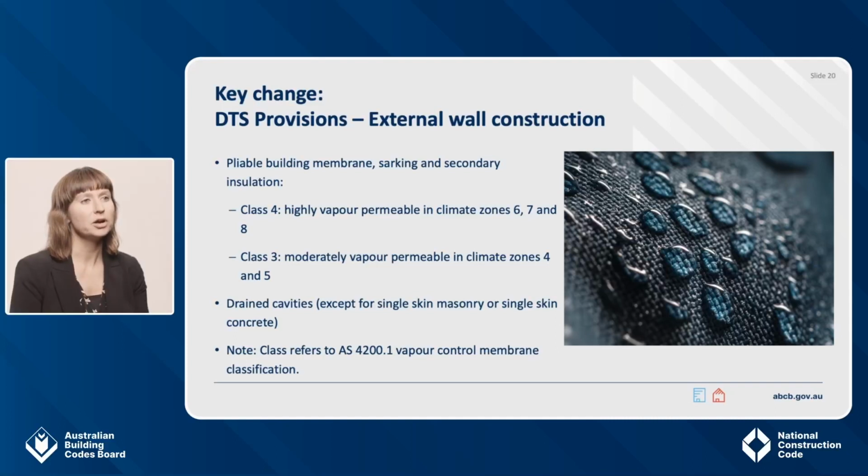In addition, where a pliable building membrane is not installed in an external wall, the primary water control layer, which is the external cladding, must be separated from water-sensitive materials by a drained cavity. This requirement does not apply to single-skin masonry or single-skin concrete constructions.